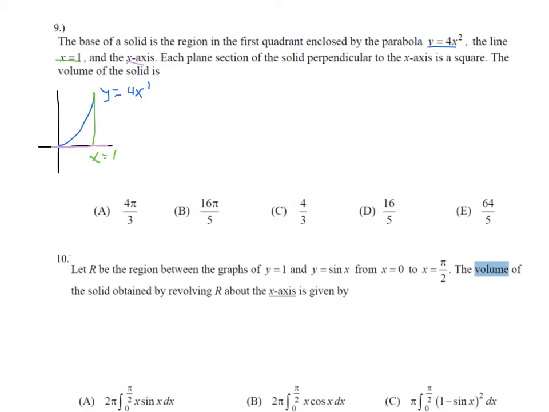And each plane of this, each cross-section of this solid, is a square. So perpendicular to the x-axis, so draw a vertical line because that's perpendicular to the x-axis. And if we think about that square, the top of that square is y equals 4x squared. And the bottom of that square is y equals 0.